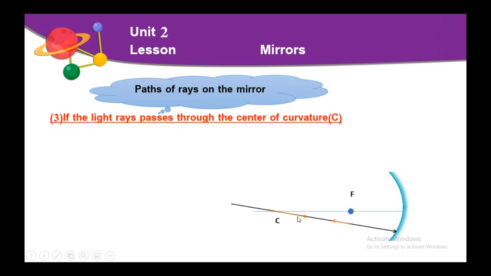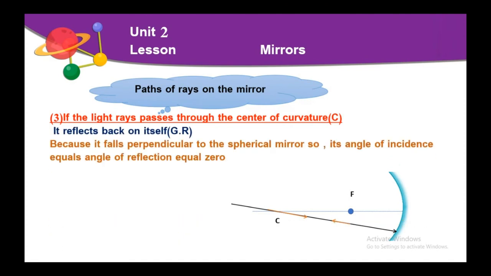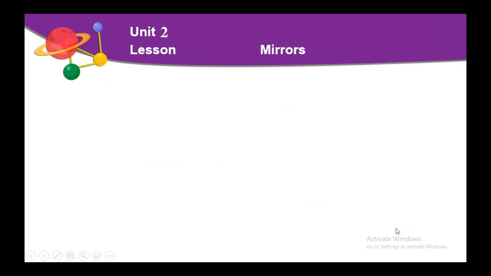Why? Give reason. When the light rays pass through the center of curvature, they reflect on themselves because they fall perpendicular to the spherical mirror, so the angle of incidence equals the angle of reflection, which equals 0. This light ray falls perpendicular, as you see in the picture.